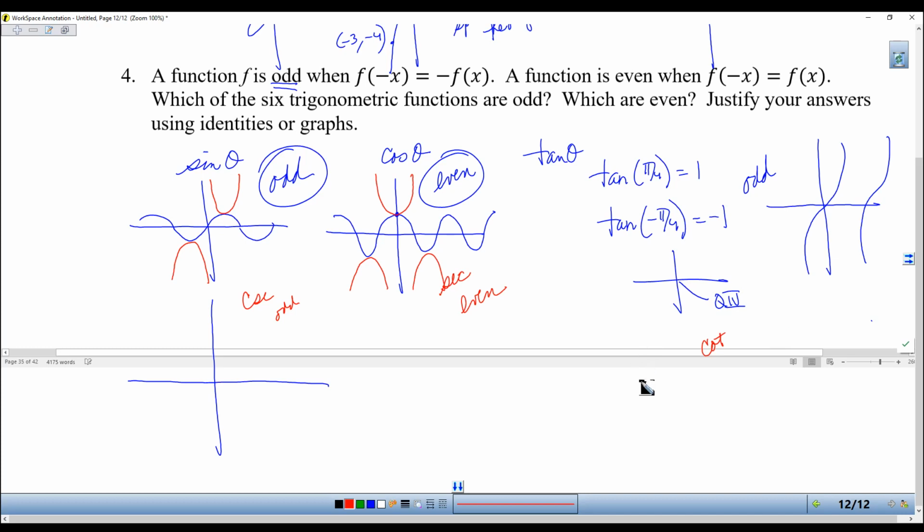So again, you don't have to do it graphically. You can say cotangent of pi fourths is 1. Cotangent of negative pi fourths is in quadrant 4. So I still refer to the pi fourths and get 1, but based on my forecast, tangent and therefore cotangent is negative. So it is odd.